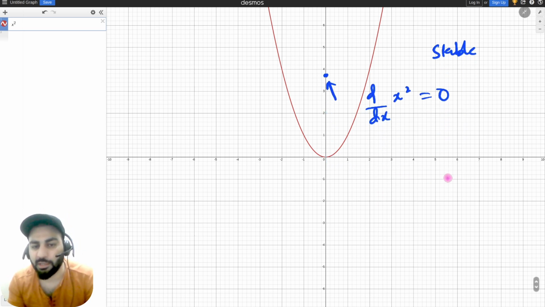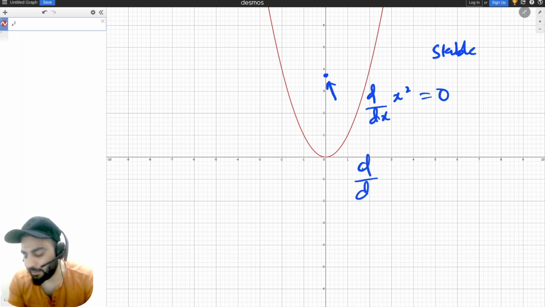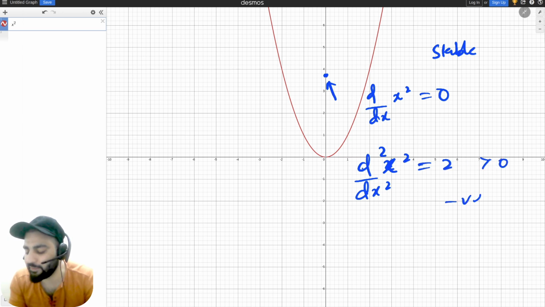So what will you do is you will do like this. You will take the double derivative of x square. So this is equal to 2. So this is basically greater than 0. So guaranteed this function has a minima.